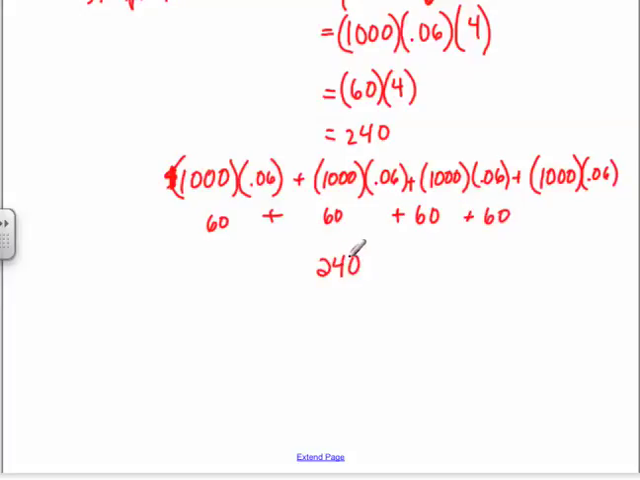So to answer that question, I make $240 interest, simple interest, on $1,000 over 4 years. That's not bad, guys. Your money's just sitting in the bank, and it made you $240, and you didn't do a thing. Interest, it's a powerful thing. All right, good job, guys.